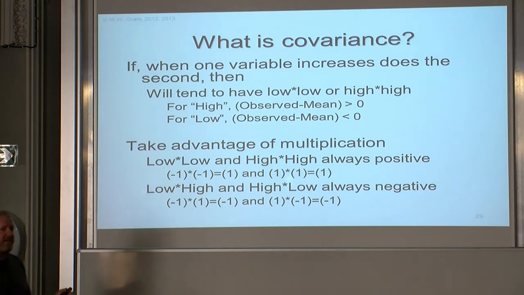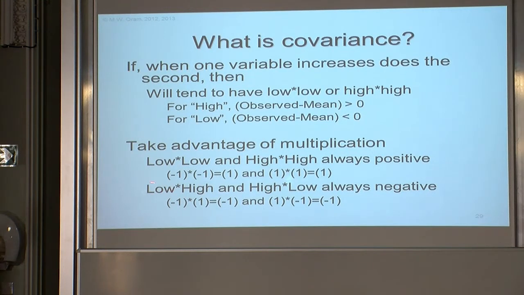Okay, now we've got to think about a little bit of maths. It's not complex maths, I promise you. So high is when the observed value is greater than the mean, and low is when the observed value is less than the mean. That means high values are greater than 0, positive, low values are negative. So if we just take that idea and put the -1s for simplicity, what we have is that low, low and high, high are always positive values. -1 times -1 is 1, and 1 times 1 is 1. So if you've got lots of situations where you've got low lows and high highs and add them up, you'll end up with a big positive number.